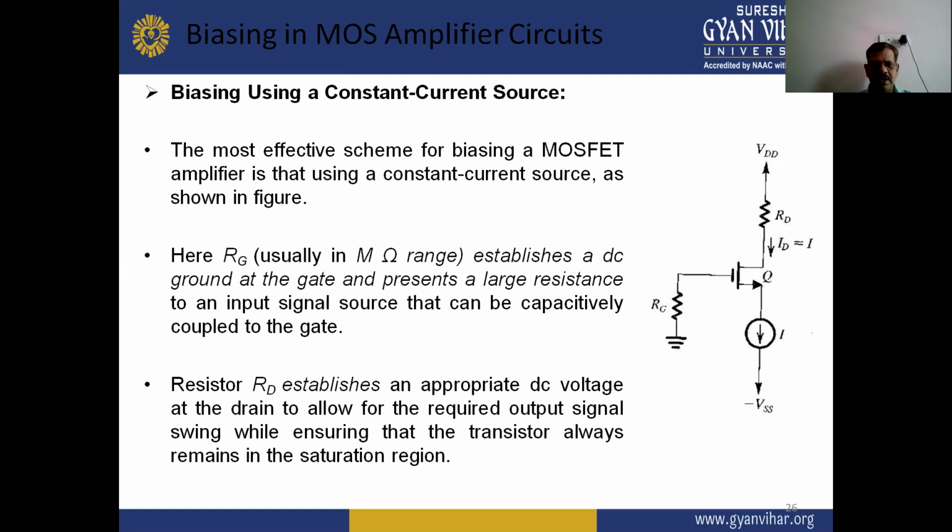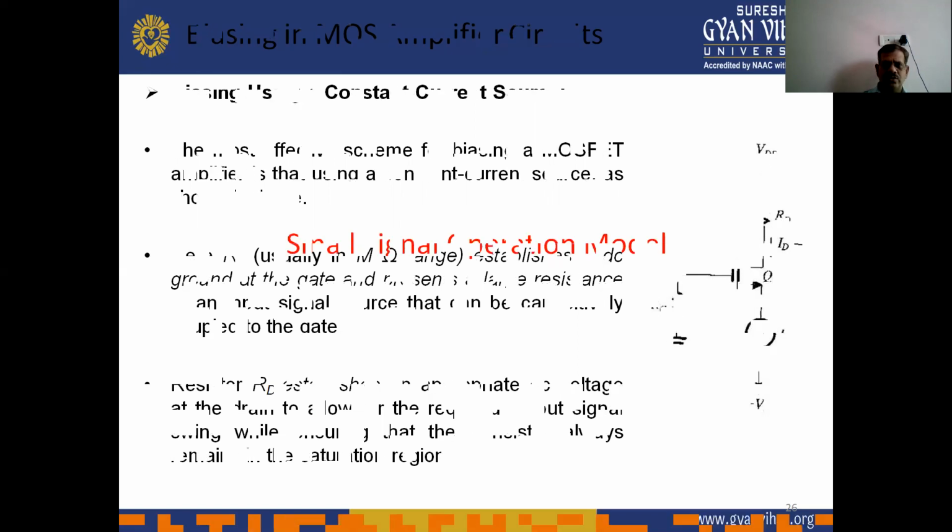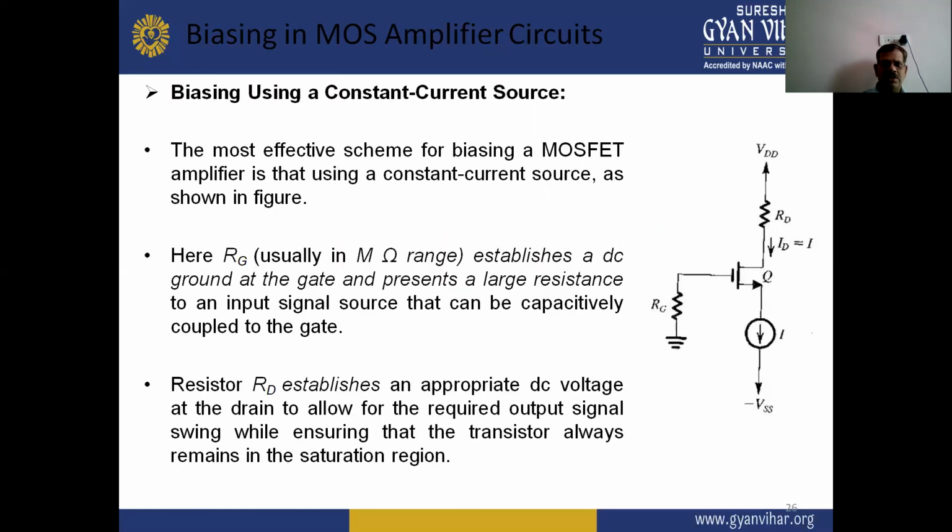Here resistor RD establishes an appropriate DC voltage at the drain to allow for the required output signal swing while ensuring that the transistor always remains in the saturation region. So this is the biasing using constant current sources. We have discussed the different types of biasing for the MOSFET device.